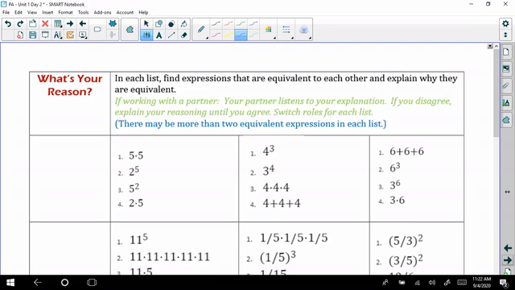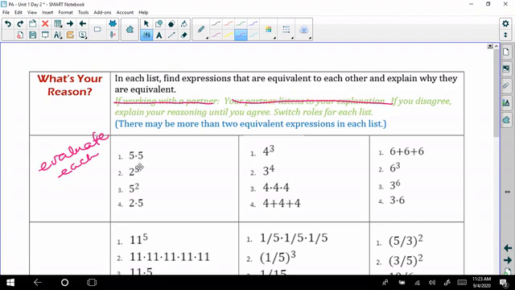So the next part of this is, what is your reason? In each list, find expressions that are equivalent to each other and explain why they are equivalent. If working with a partner, well, in this case, we can't really work with partners because it's due to COVID. So basically, I'm going to have you write your explanation of why you think so. So here we go. I want you to look at this and say, well, 5 times 5 is, and actually evaluate each. Then tell me which ones are the same. So you might have to go on a separate sheet of paper or however you want to calculate this.